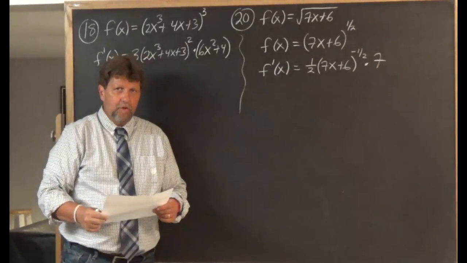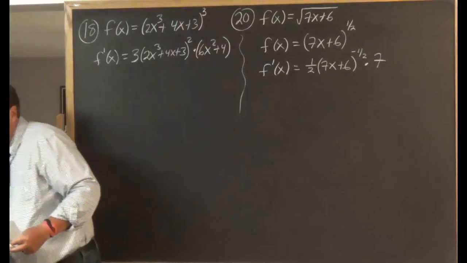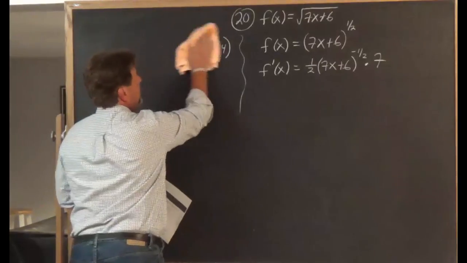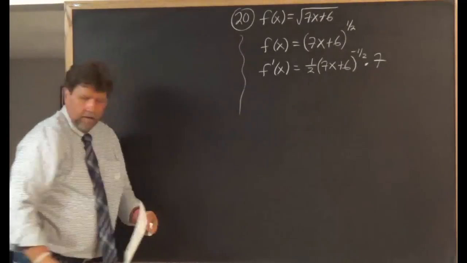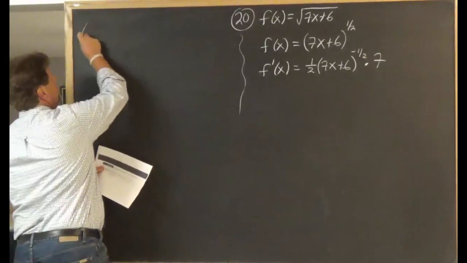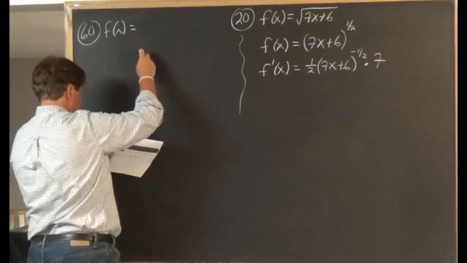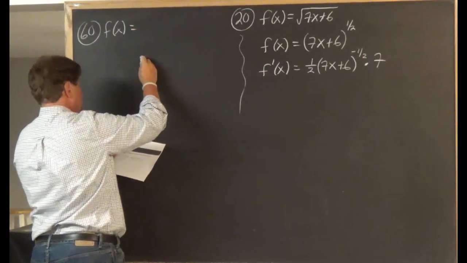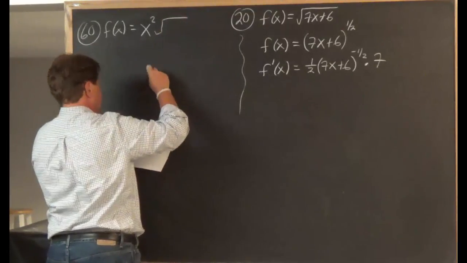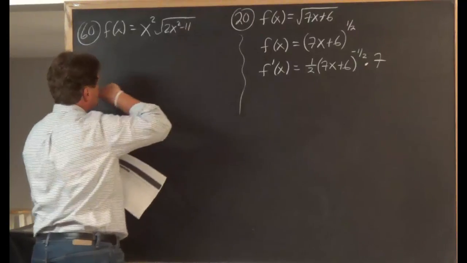And that's it for number 20. So for 60, now bear with me as I do a little erasing here and get number 60 written up on the board. So for 60, you were asked to differentiate the function x squared times the square root of 2x squared minus 11.